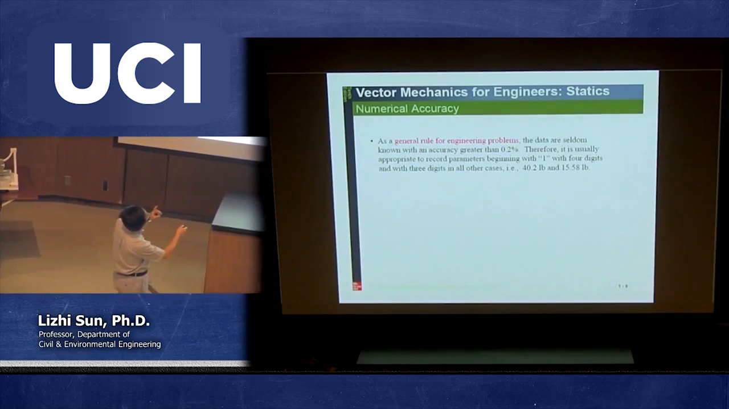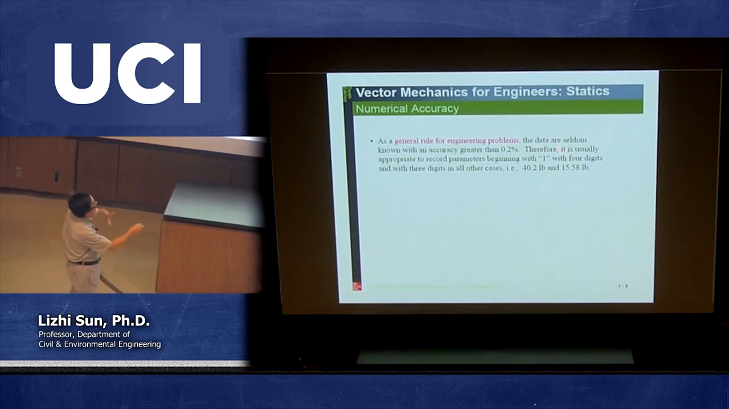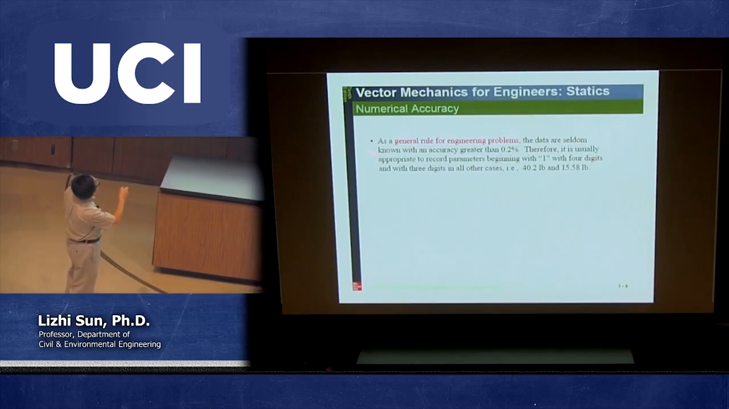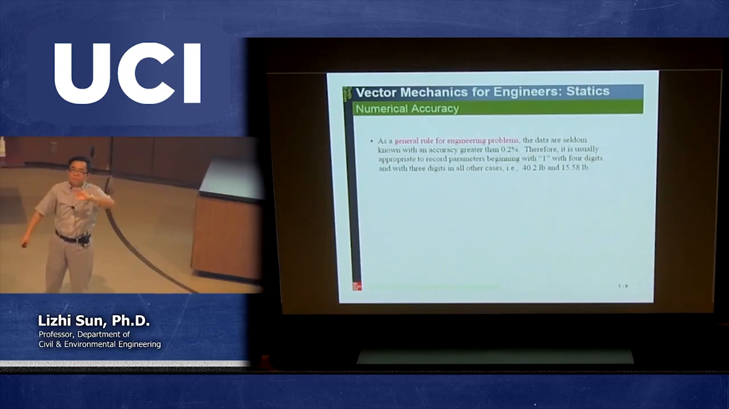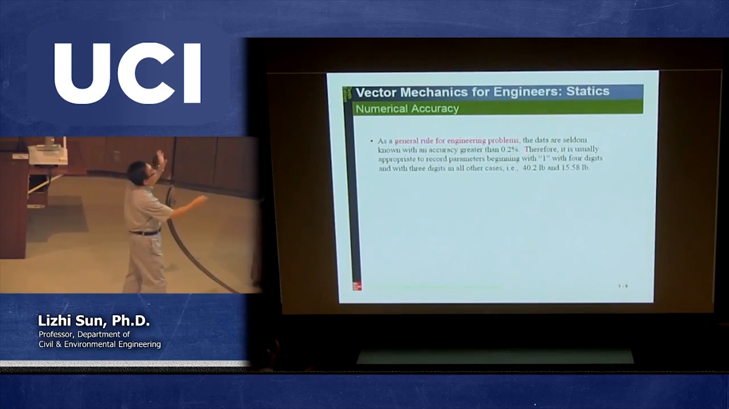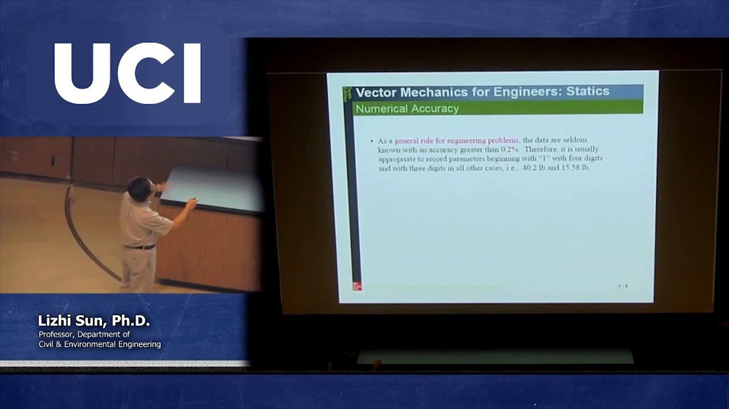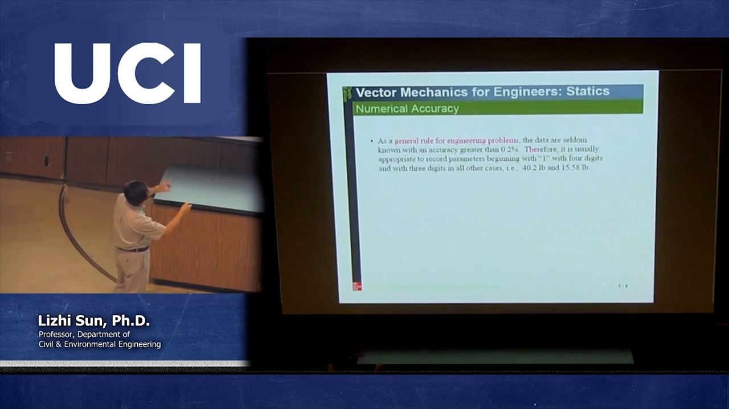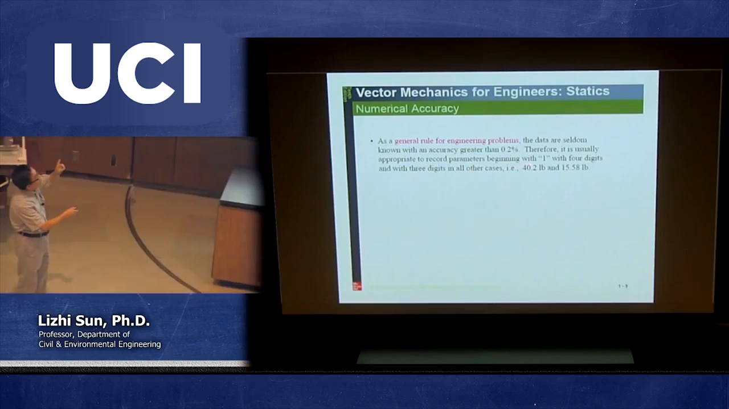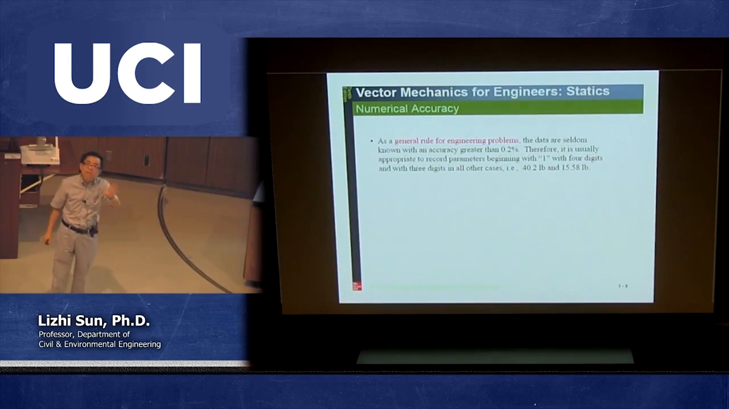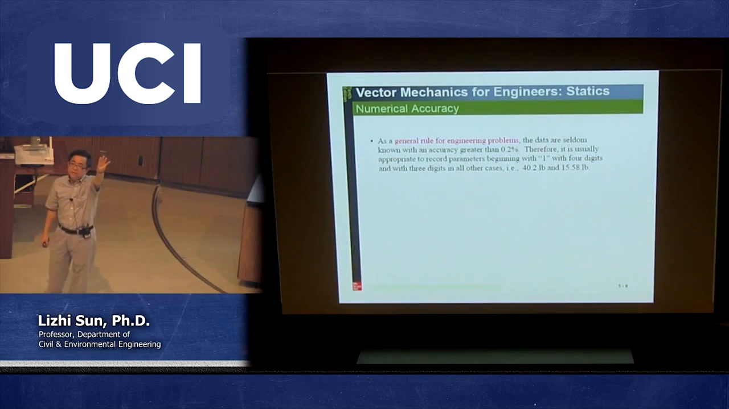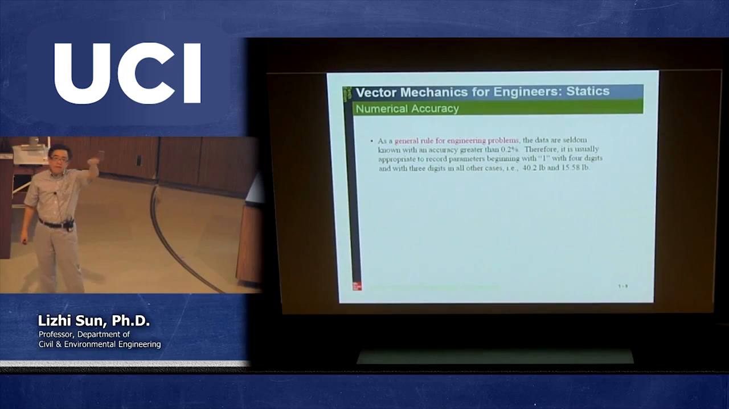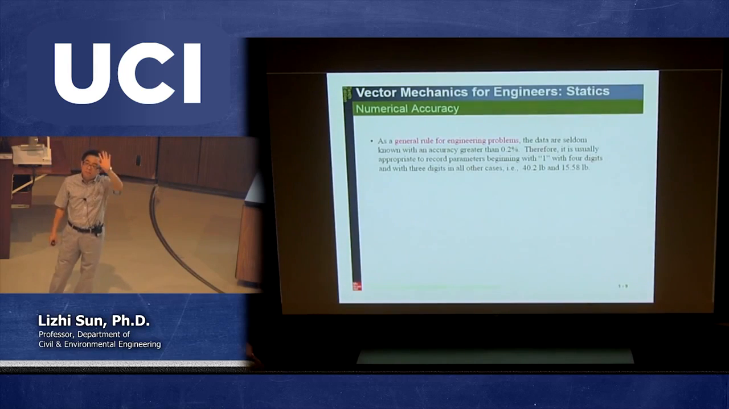As a general rule for engineering problems, the data you get from the calculator is seldom known with an accuracy greater than 0.2%. This is a rule people developed in engineering. I don't know exactly why it's 0.2 and not 0.3, but let's keep this one. As a result, it is usually appropriate to record parameters beginning with 1 with 4 digits. So for your final answer, if the first digit is 1, you need to keep 4 digits from your calculator. But in the middle of the process, you need to keep 5 digits if the first digit is 1.